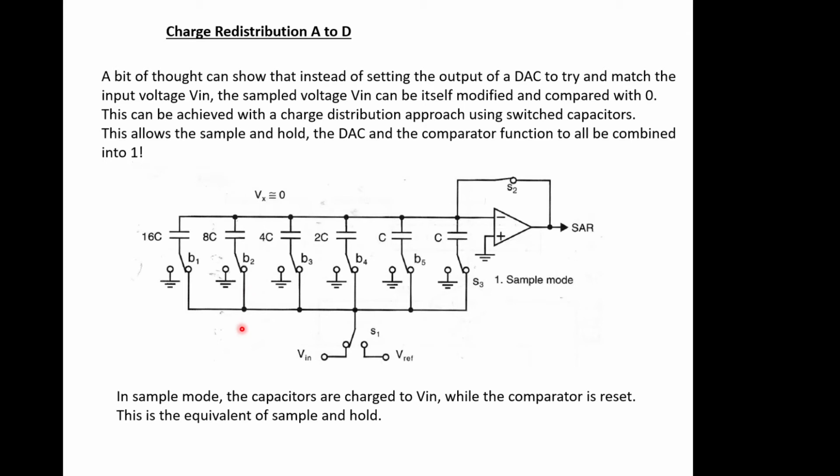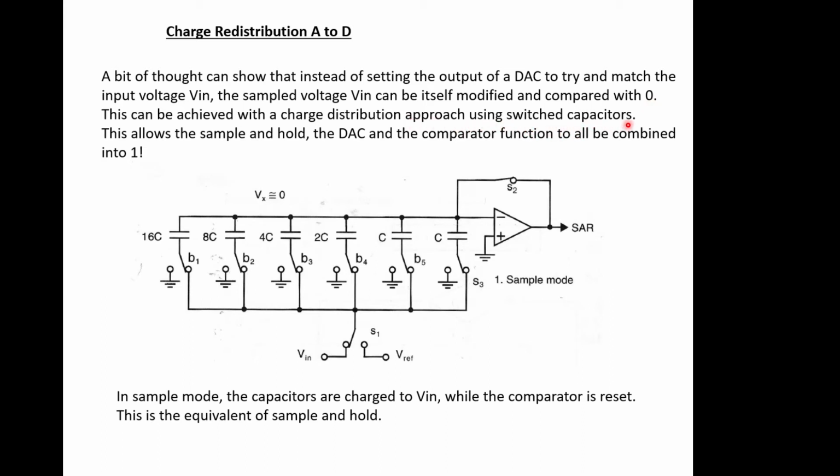We can start to combine some of the techniques that we have got some interest in now. So it says here that a bit of thought can show that instead of setting the output of a DAC to try and match the input voltage Vin, the sampled voltage Vin can itself be modified and compared with naught. It's just the other side of the same coin, really. And we can do that with a charge distribution approach using switched capacitors.